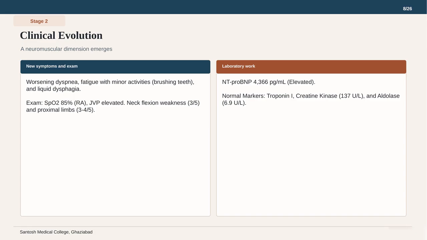Despite these clear signs of muscle failure, the laboratory work on the right shows a surprising discordance. While the NT-proBNP is significantly elevated at 4,366 picograms per milliliter, her muscle markers are normal. Her creatine kinase is 137 units per liter and aldolase is 6.9 units per liter. This discrepancy between clinical weakness and normal enzymes is a major turning point. Let us reflect on how this neurologic exam shifts our perspective.